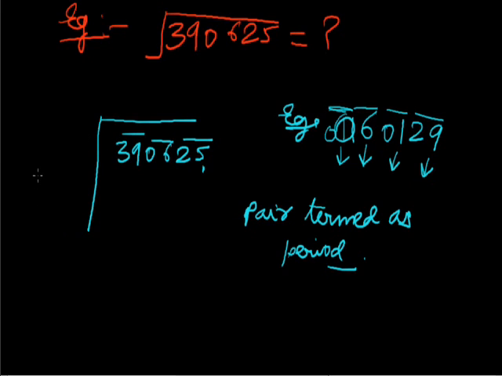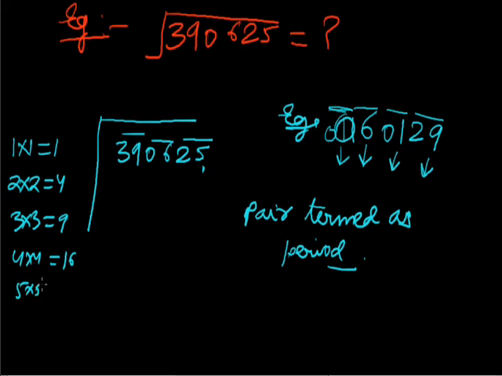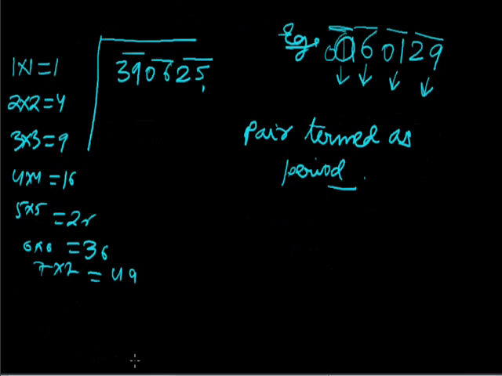So always start with the square of the number. Let's say 1 into 1 gives you 1, 2 into 2 gives you 4, 3 into 3 gives you 9, 4 into 4 gives you 16, 5 into 5 gives you 25, 6 into 6 gives you 36, and 7 into 7 gives you 49. Now stop over here because we require only 36.